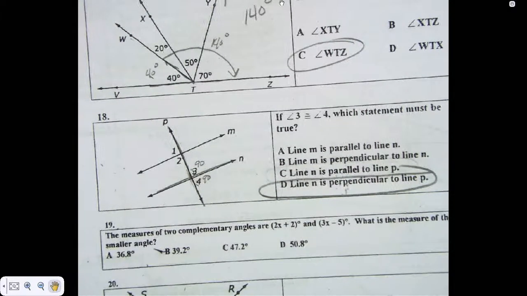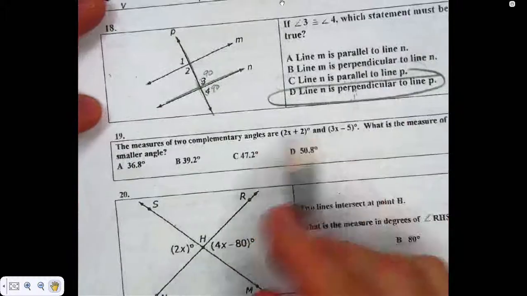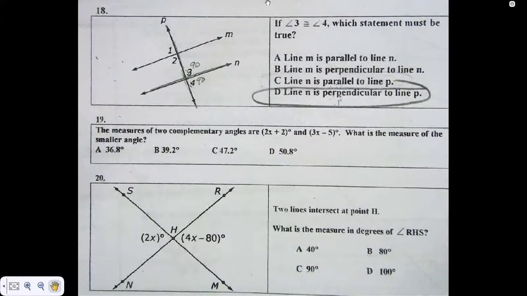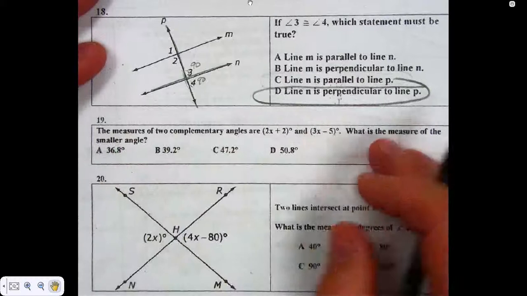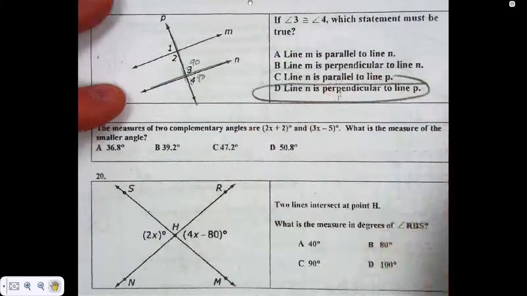Number 19. Measure of two complementary angles. So what does complementary mean? This is a vocabulary lesson, isn't it? Complementary means two angles add to 90. That's why I did it wrong.